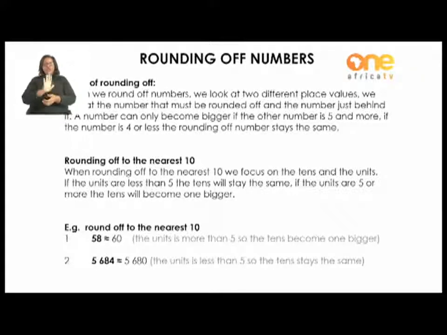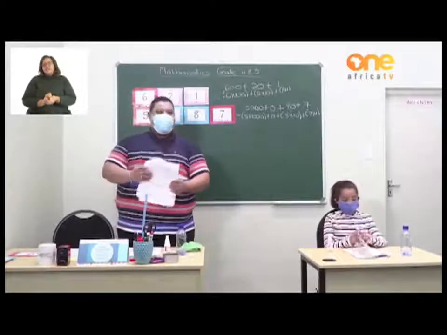5,684 rounded off to the nearest 10. We first need to find the number in the 10s place, that is the 8. So we will focus on the 8 and we will focus on the 4. Then we read in brackets, the unit is less than 5, so the 10 stays the same, meaning the unit cannot change the 8. So the 8 will stay the same, and 5,684 rounded off to the nearest 10 becomes 5,680.